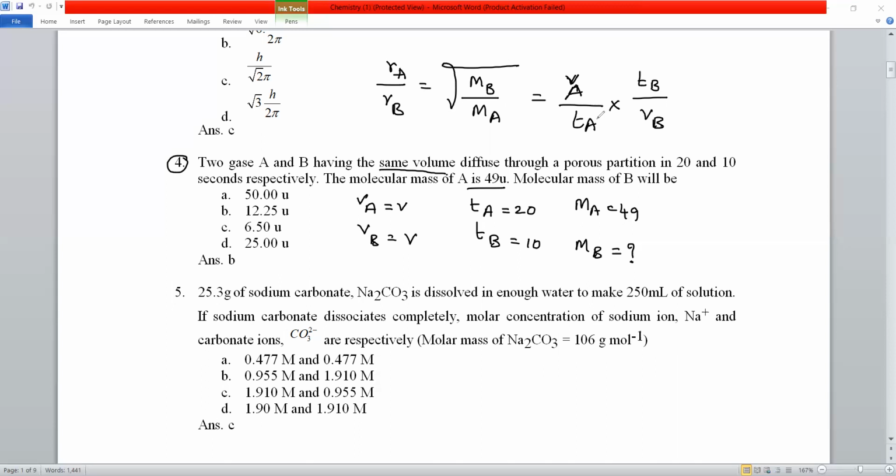So since we know this is the relationship, root of MB by MA. MB we don't know, MB we have to find. MA is how much they have given? 49. That equals VA, which is V, divided by TA, which is 20, into TB, which is given as 10, divided by VB, which is V. So VB gets cancelled, and we get ones and twos. On simplification, MB equals 12.25 units, students. 12.25 on simplification. So the answer is option B.